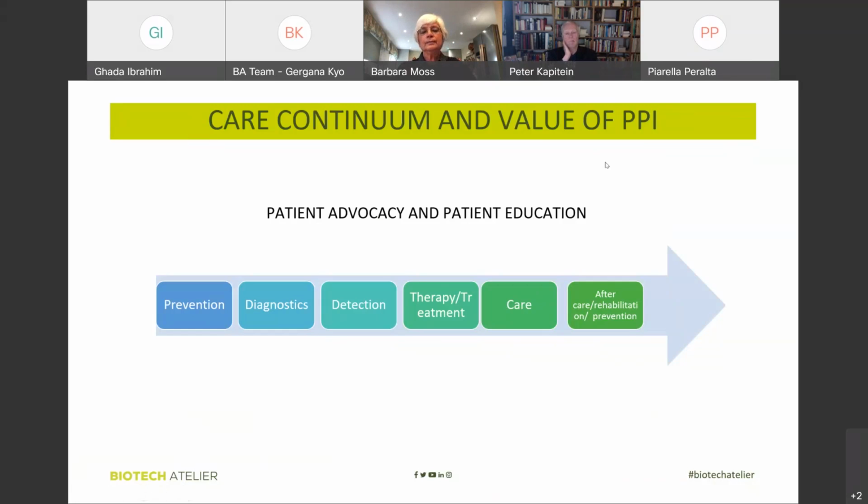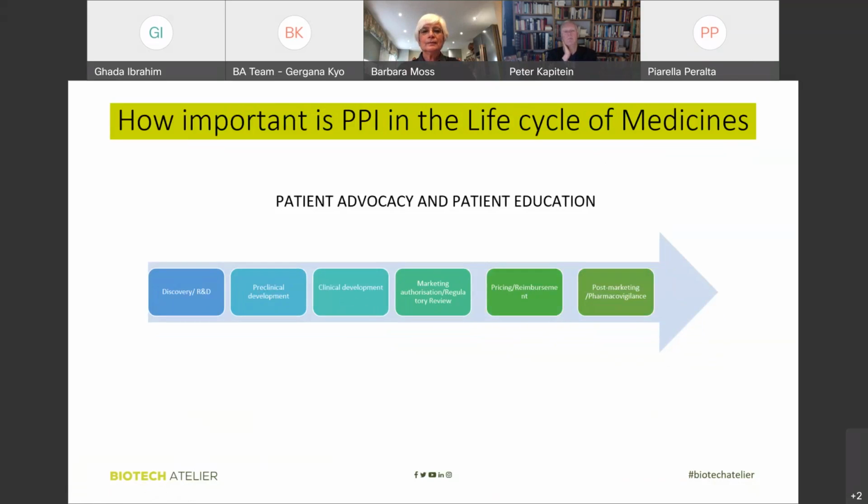And I can also, if I have the next slide, relate that to whether there's importance of PPI, or patient public involvement, in the life cycle of medicines. And again, yes, of course. How much is another question, but whether it's important, yes, it is. So again, for discovery, all the way from the very beginning, discovery, clinical development, regulatory reviews.